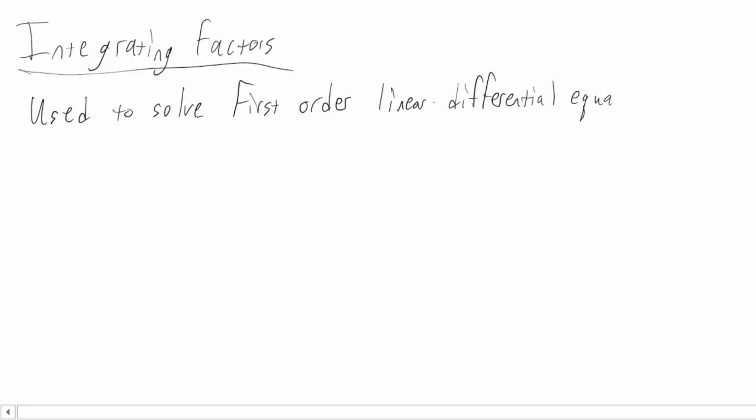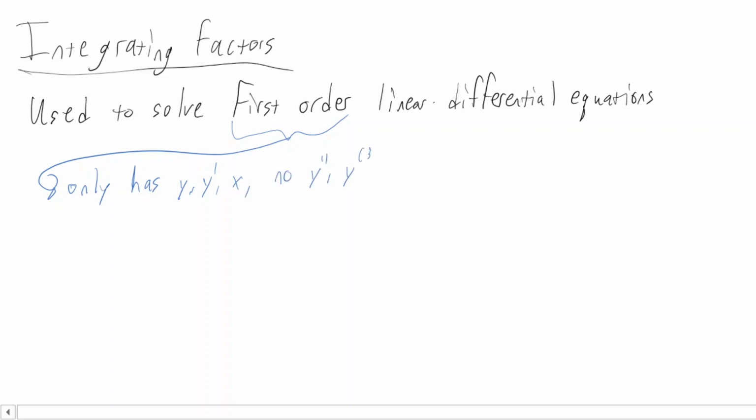So as a reminder of some of these terms, first order means that only y prime and x appear, so there's no higher derivatives. We don't have the second derivatives, we don't have the third derivative, and so on. It's just the first derivative.